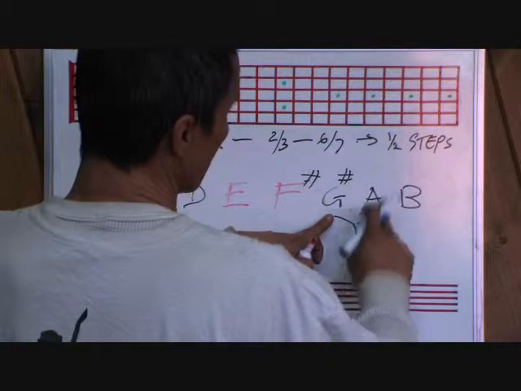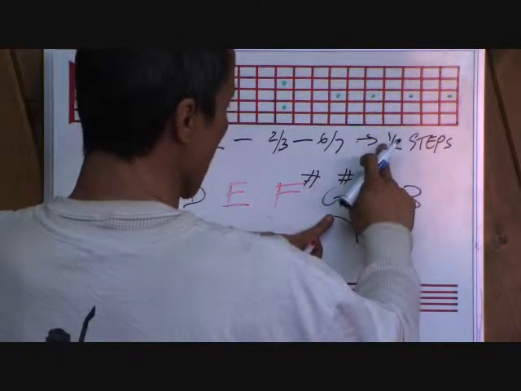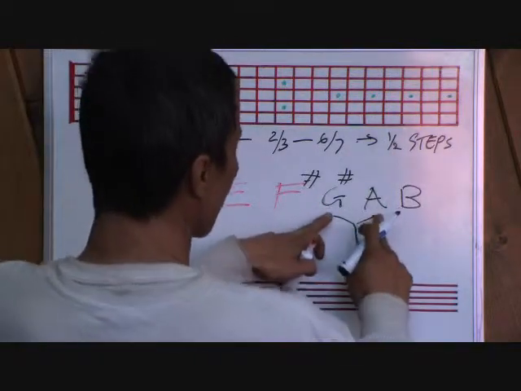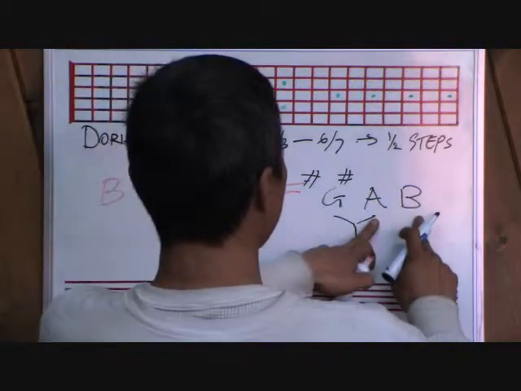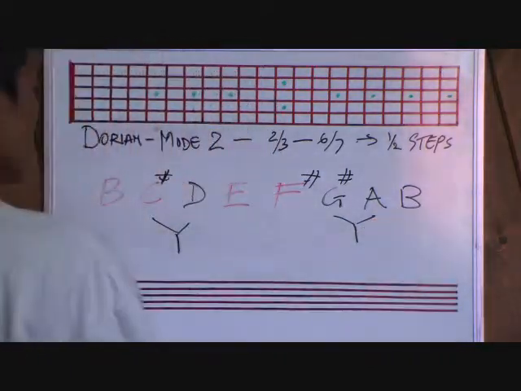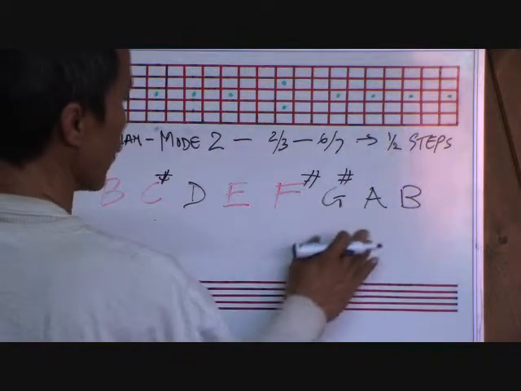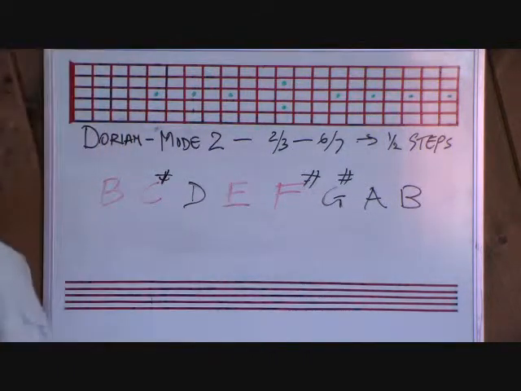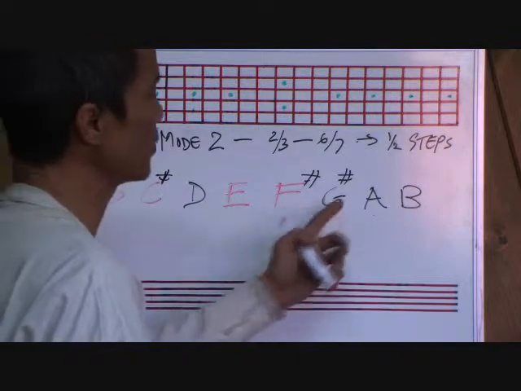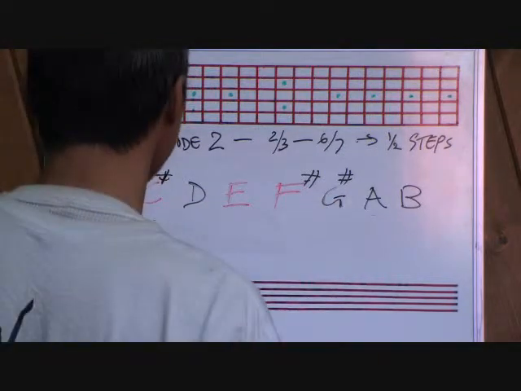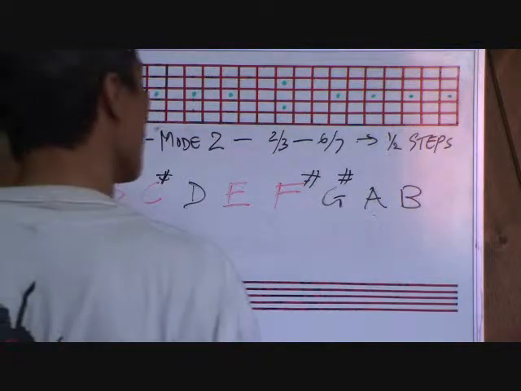6th and 7th step. The formula says half step. So we leave this alone, it's fine. 7 to 8 is a full step, leave it alone. There you go. You can say the B Dorian or the B mode 2 has 3 sharps: C sharp, F sharp, and G sharp. Okay? Now let's go to the C.